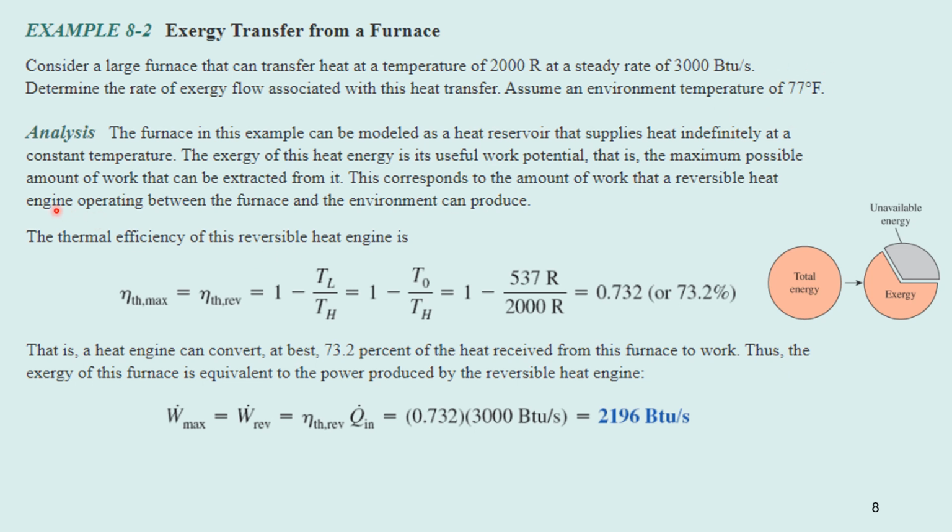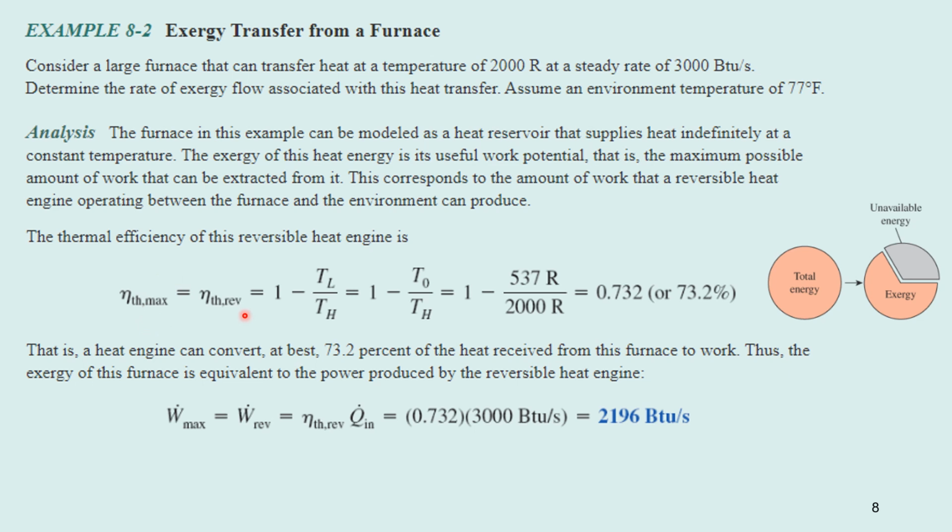In this example, this furnace can be modeled as a simple heat reservoir. And the exergy of this heat energy is the useful work potential. In other words, it's the maximum possible amount of work that can be extracted. This corresponds to the amount of work that a reversible engine operating between those two temperatures can produce. So we can simply calculate the thermal efficiency of this reversible heat engine.